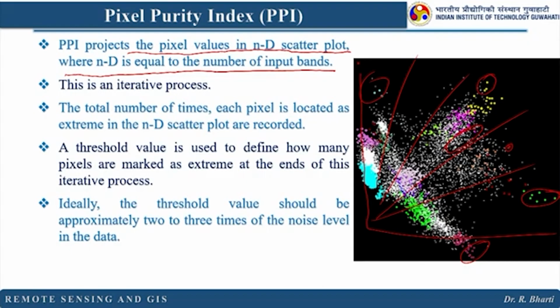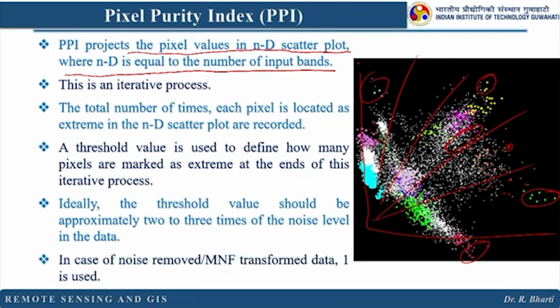Ideally, the threshold value should be approximately 2 or 3 times the noise level in the data. So remember, when you are using an MNF corrected image, that means the noise values have been whitened and the values are 1. So in case of noise-removed MNF transform data, 1 is used, right? So 2 or 3 times the noise. I have another image where I can explain the extreme pixels that have been marked as end members.